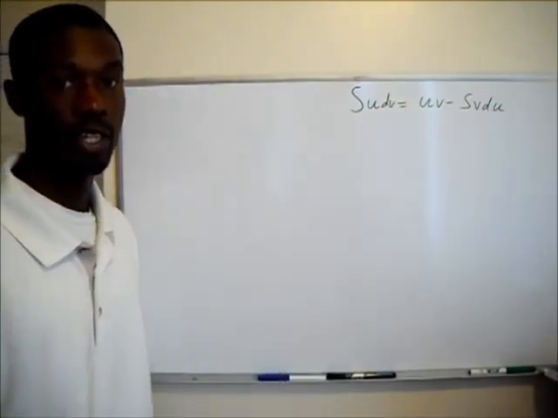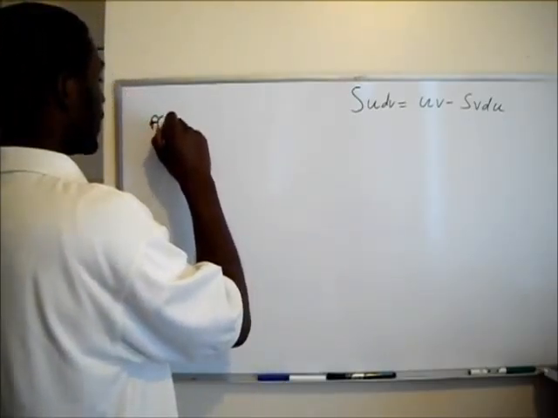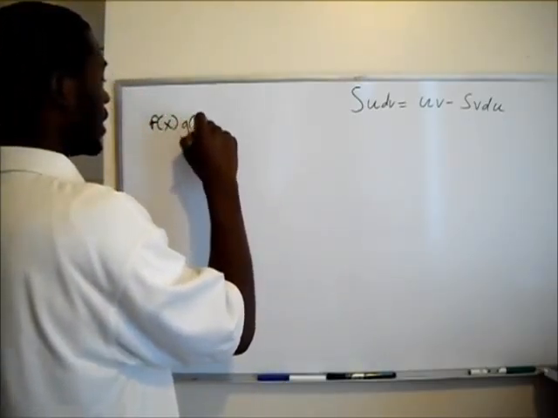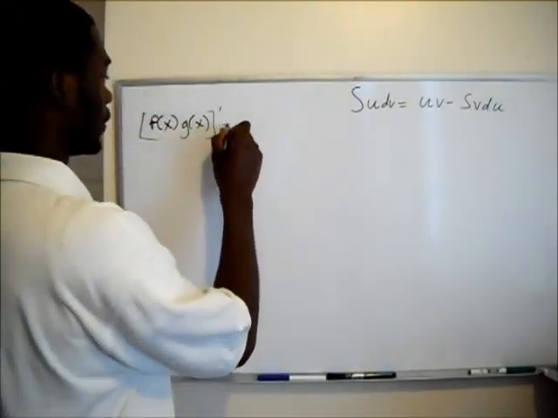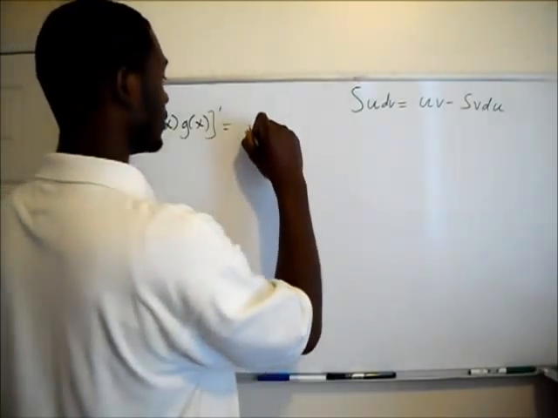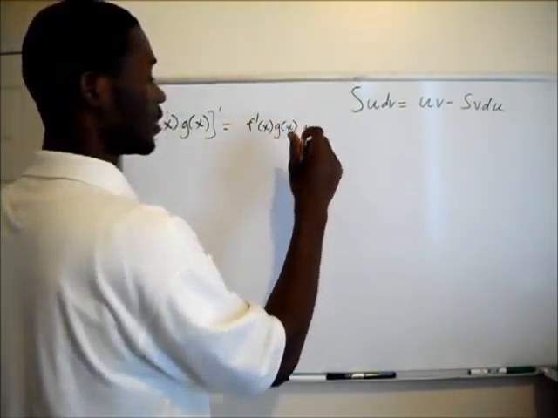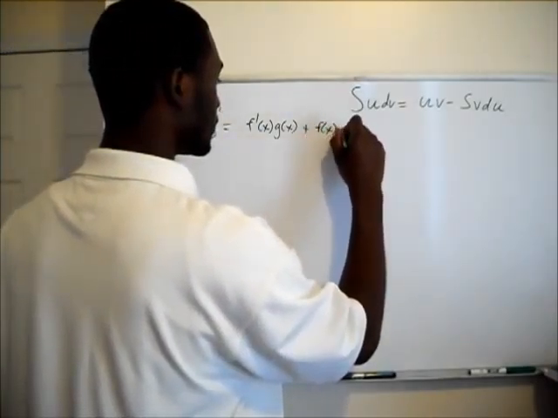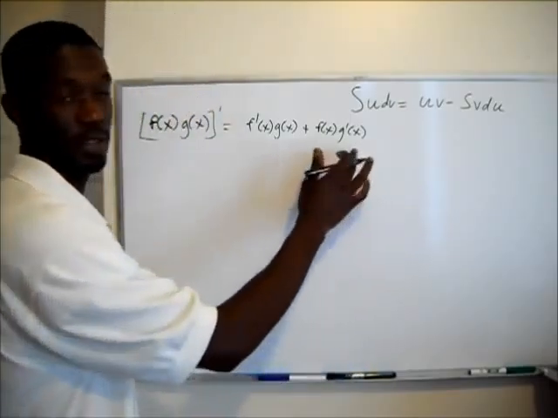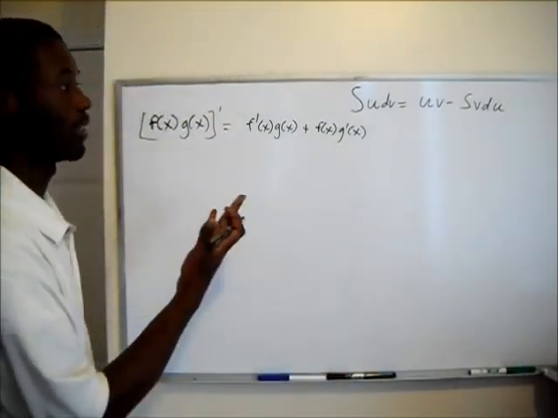So the product rule says if you have two functions being multiplied, f of x times g of x, and you'd like to take the derivative of them, you just do the derivative of the first times the second plus the first times the derivative of the second. You might be writing it the other way around. There are different ways the professors explain it. And you end up with this.